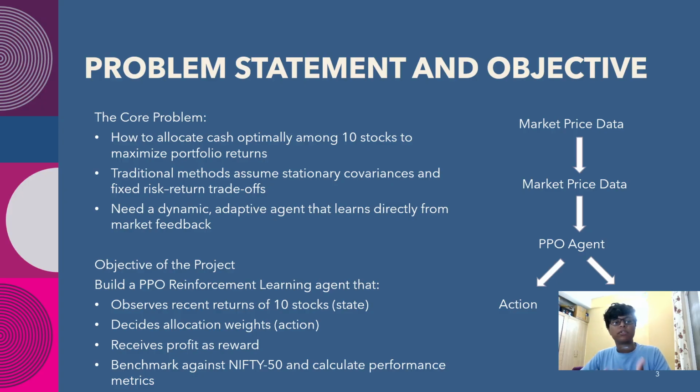The objective of the project is to build a PPO reinforcement learning agent that will observe recent returns of the 10 stocks which I've defined, which is the state space. Then it will decide the allocation weights, how much cash to allocate to which stock at what time period, which is called the action. And then it will receive profit as reward. So our RL model works on the reward and penalty principle. Then I will use Nifty 50, which is a standard metric in the Indian market, and calculate the performance metrics based on that.